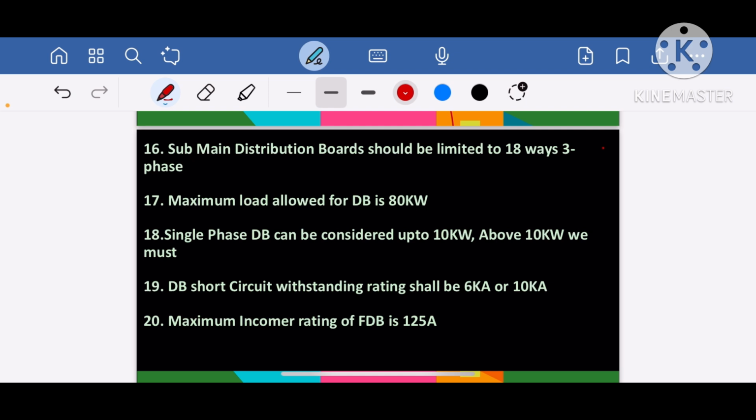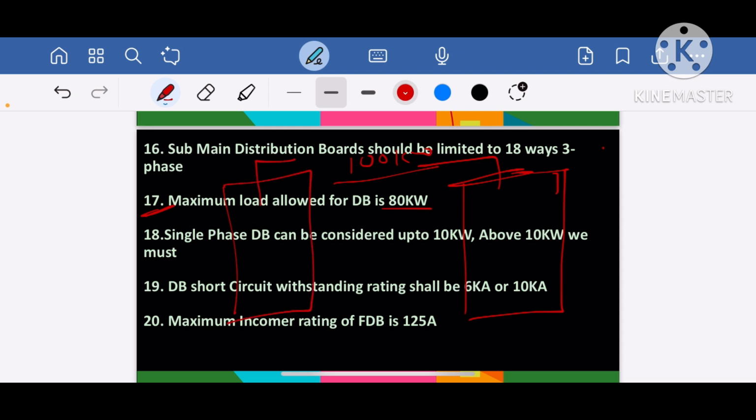This is a very important point: the maximum load allowed on a DB is 80 kilowatt. What does it mean? Suppose I have an FDB, final distribution board, and the total load connected to this distribution board reaches 100 kilowatt. In that case, we cannot feed this 100 kilowatt of load from one DB. We have to share this load. So what we will do, we will use 60 kilowatt from this final distribution board, and the other 40 kilowatt we can supply from another distribution board. It can be anything, but one distribution board can feed only 80 kilowatt of load. Hope you are clear with this point.